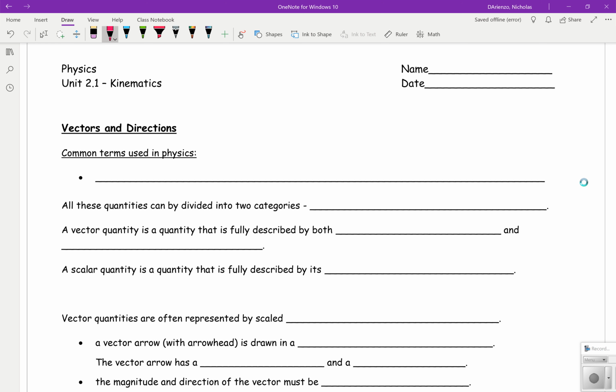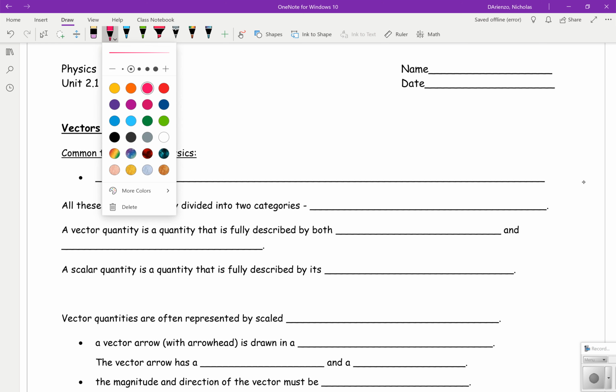Hey everyone, and welcome to our first lesson in Unit 2. Today's lesson is going to be on kinematics, and before we get started on kinematics, we want to cover a little bit of background information on vectors and directions and what those mean exactly through a physics lens.